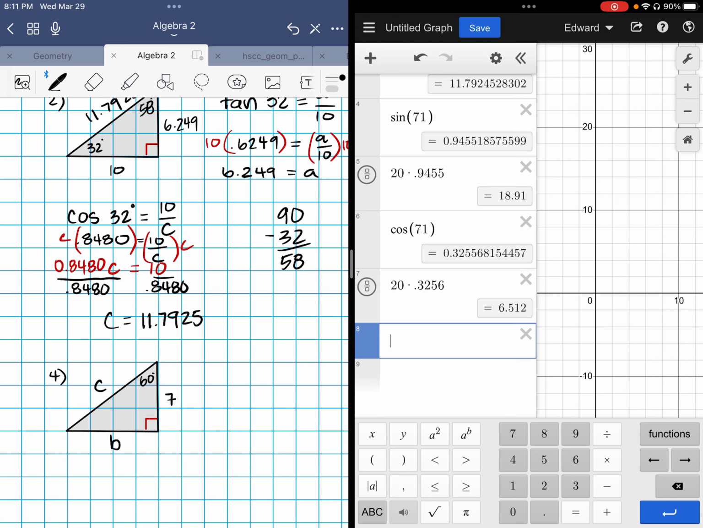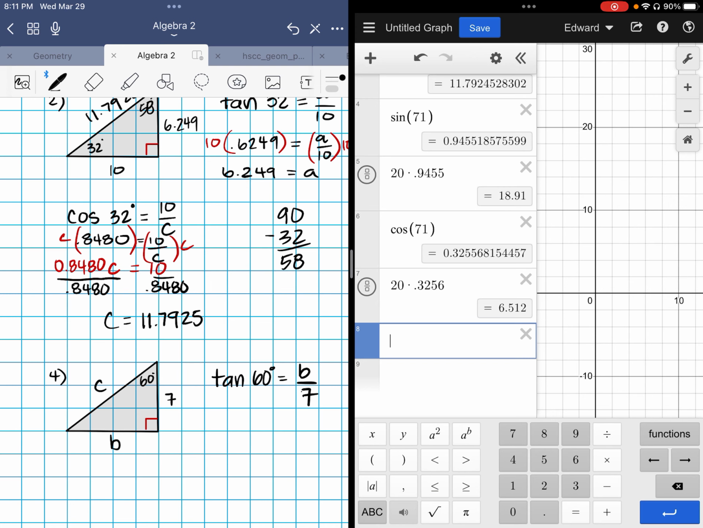So the first thing I'm going to do is I'm going to do the one that doesn't use the hypotenuse. That's right, tangent. So I'm going to take the tangent of 60 degrees, and that's going to equal the opposite of the 60 over the adjacent of the 60. So we're going to take the opposite leg, which is B, and put it over the adjacent leg, which is 7. So we're going to go opposite B over adjacent 7.